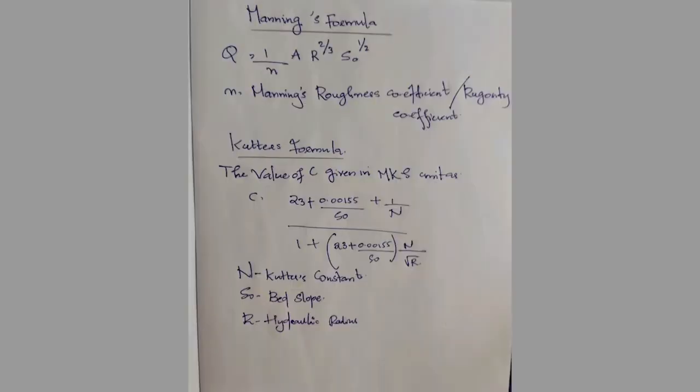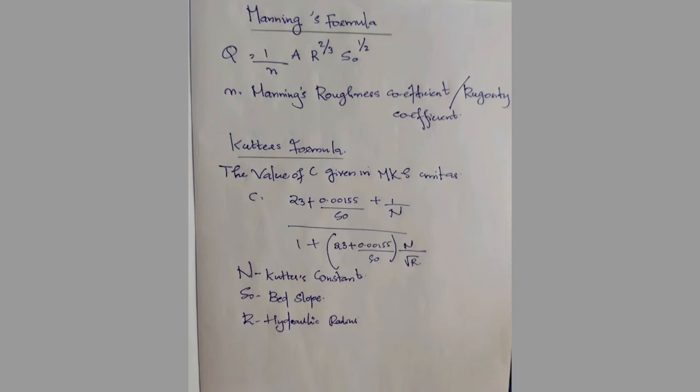Manning's formula for the discharge is Q is equal to 1 by N into A into R raised to 2 by 3 into S0 raised to 1 by 2. Here N is the Manning's roughness coefficient or rugosity coefficient. A is the area, R is the hydraulic radius, and S0 is the bed slope.